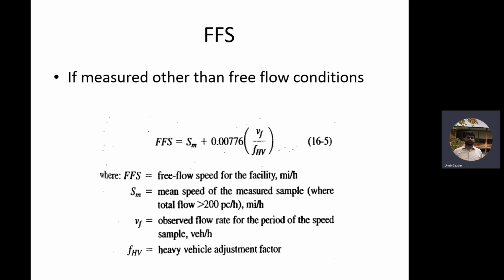So what do we need here? To calculate free flow speed, we need the speed you have measured, whatever you measured, the mean speed, and the flow rate passing through the road when you are measuring the speed. So VF is something more than 200, right? You apply this equation when you measure the speed at a flow more than 200. So VF is something more than 200 at which you measured what? SM, the mean speed. And FHV is, we know that, right? We have an equation, we have a table for EHV and so on. You don't know?